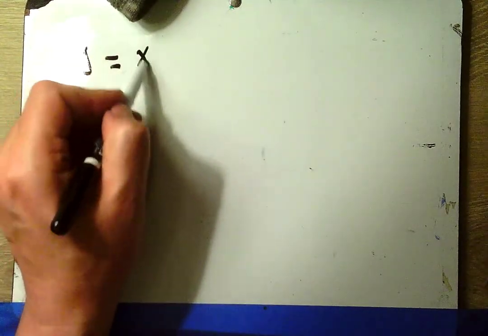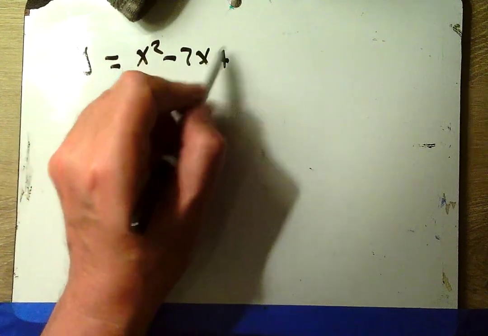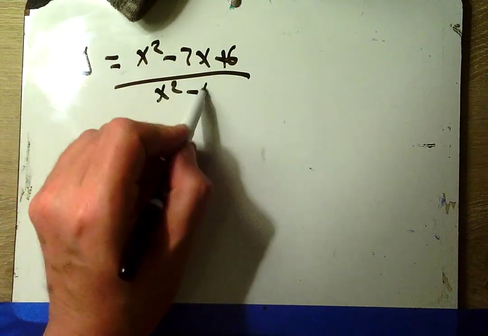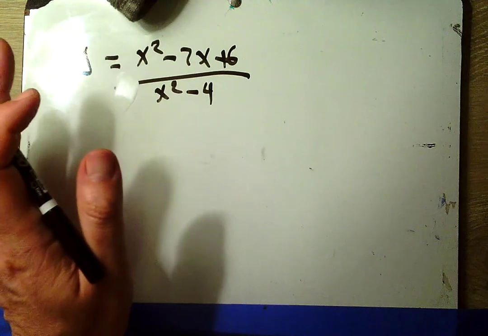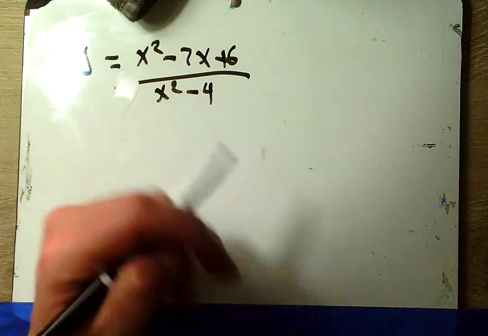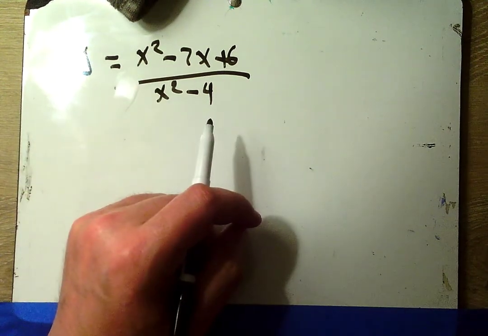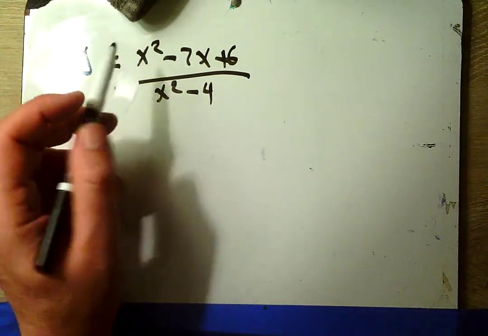So here's the next one. y equals (x squared minus 7x plus 6) over (x squared minus 4). Hey, by the way, if you want to try this one too, you could just pause the video right now. All right, give it a pause. Come back when you're done.